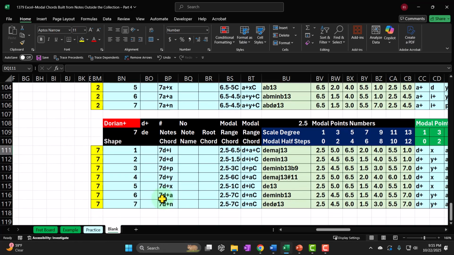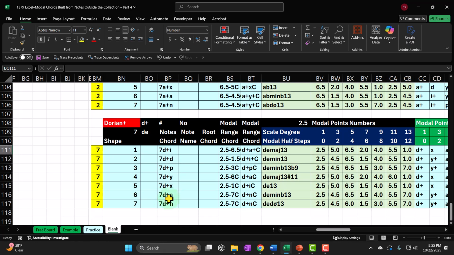Obviously, once again, in practice, you would know this by shape. I think if you used this naming convention, then it would be easy, but actually mapping out the modal points is more difficult, but doable. And if you were to memorize those modal points, then again, those would be the same for all 12 collections of 7 notes.